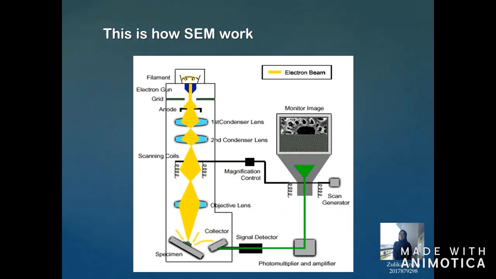When it hits the sample, other electrons are ejected from the sample. Detectors collect the secondary or backscattered electrons and convert them to a signal that is sent to a viewing screen, similar to the one in an ordinary television, that can produce an image.